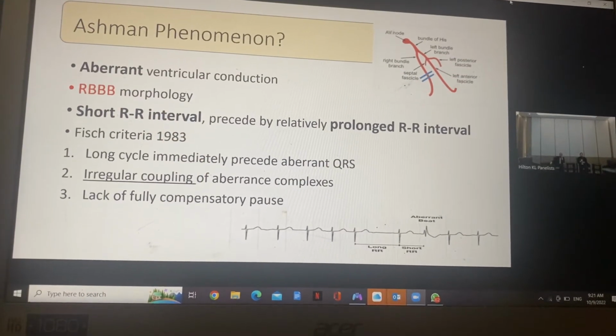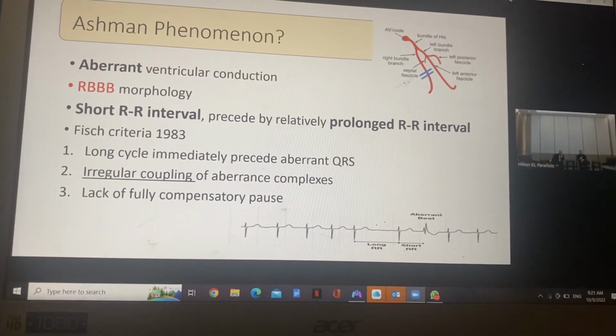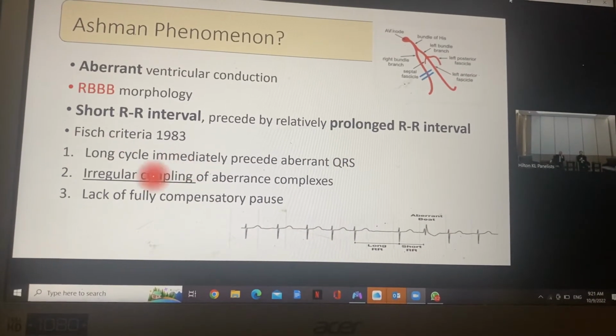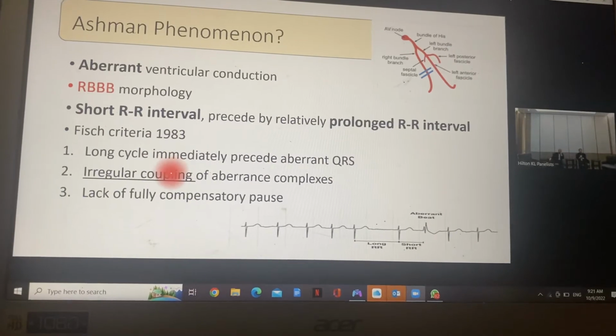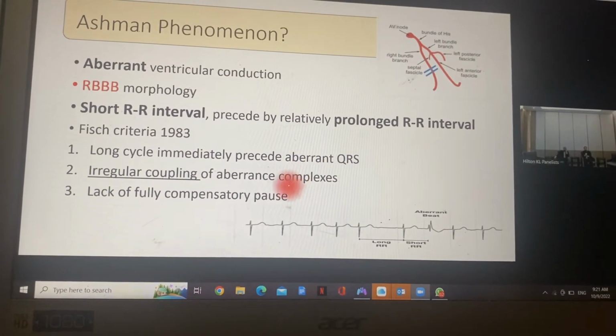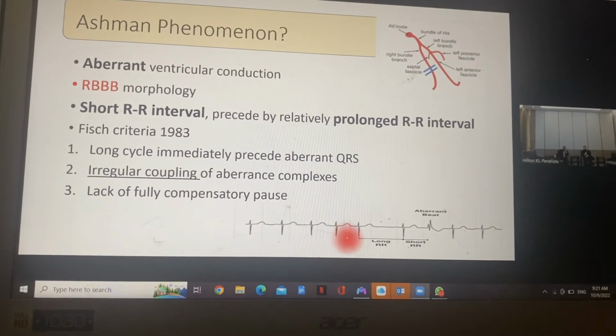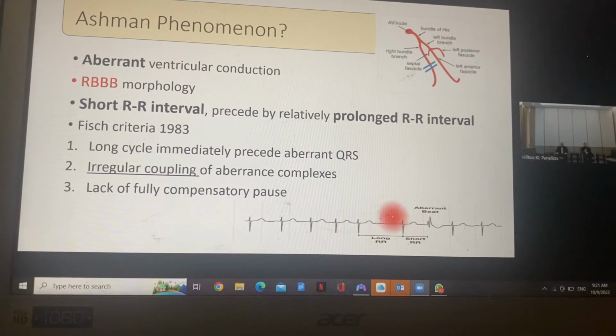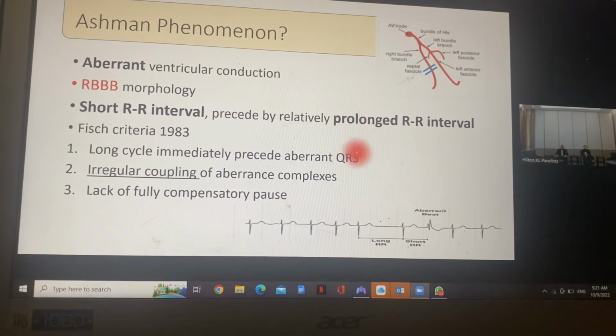So how does it happen in AF especially? The reason is they can have a long coupling cycle preceding an aberrant QRS conduction. They can have irregular coupling. As demonstrated here, they can have a long RR interval. That's when the conduction is via both bundle branches, the left and also the right bundle branch.